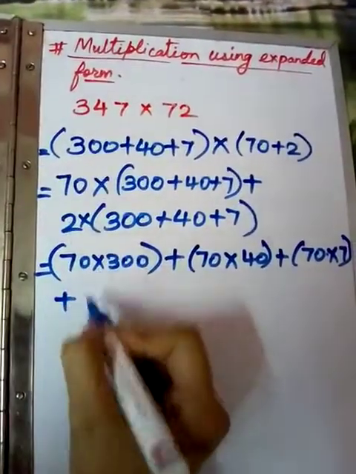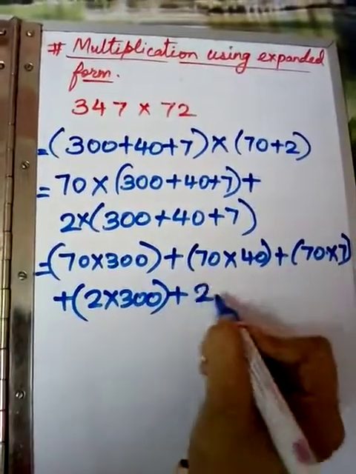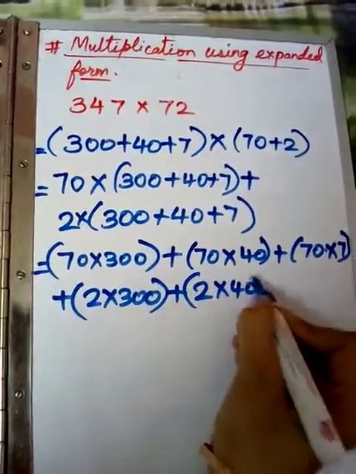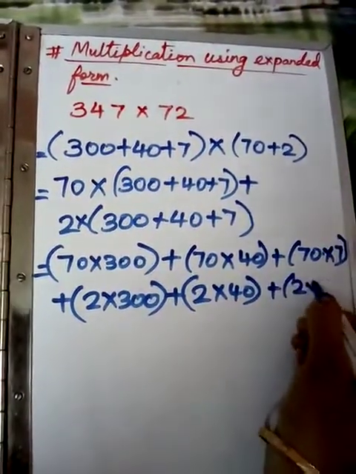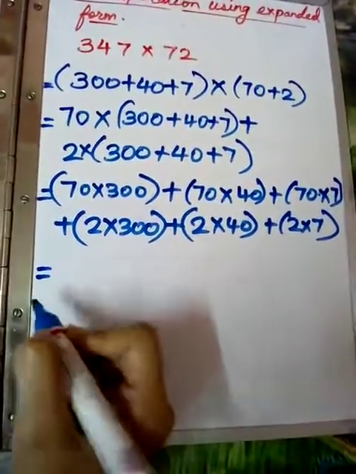After that, this 2 will multiply 300, 2 will multiply 40, 2 will multiply 7, and then we will add and get the answer. Let us start. Next step.